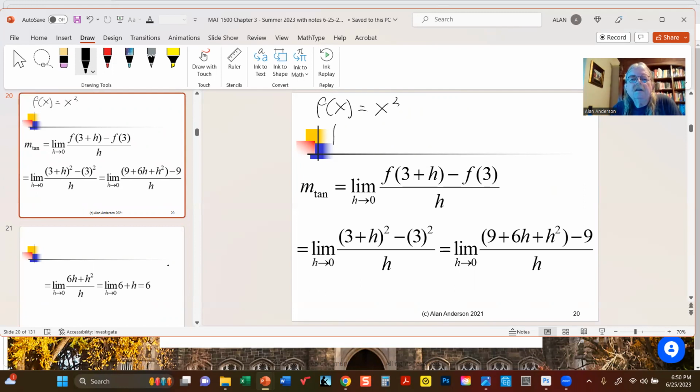So f of 3 is going to be 9, of course. But what about 3 plus h?